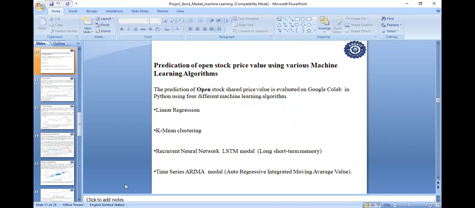Prediction of stock open value using various machine learning algorithms. So we have used the Open attribute for prediction of the stock market. On Google Colab we have used various machine learning algorithms like linear regression, k-means clustering, LSTM model, and ARIMA model.